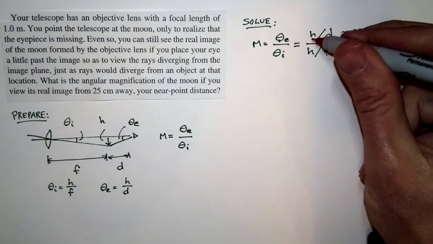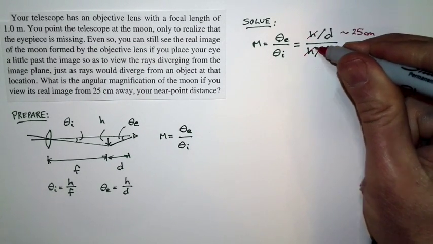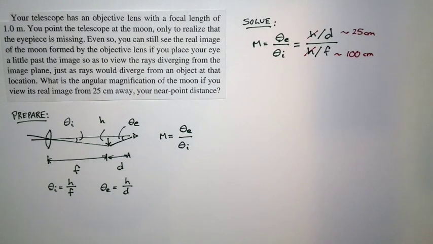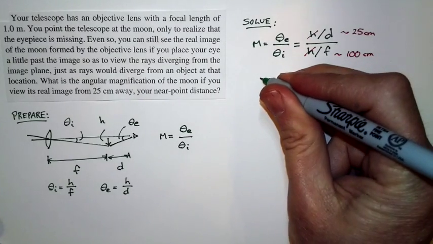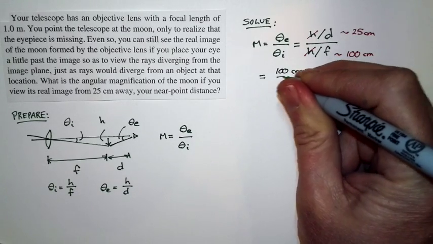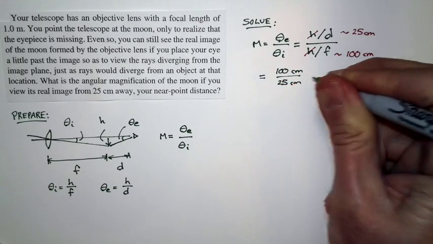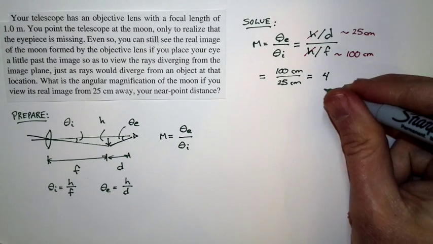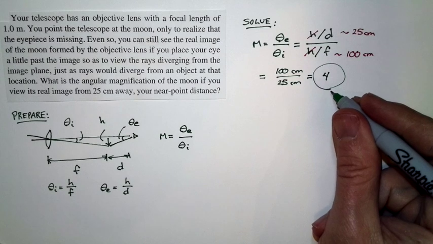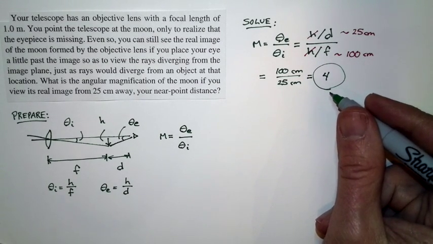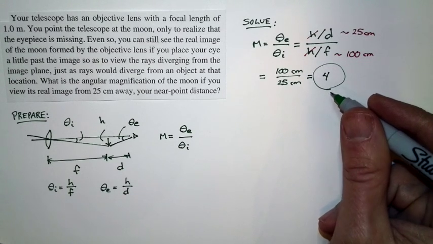Now notice something else cancels here. h goes out. We don't actually need to know the height of the image. What I'm left with is, I'm going to take this equation and rewrite it. It's just equal to 100 centimeters divided by 25 centimeters. And so I got a magnification of 4. The angular size is 4 times bigger than it would appear if I just looked at it directly.